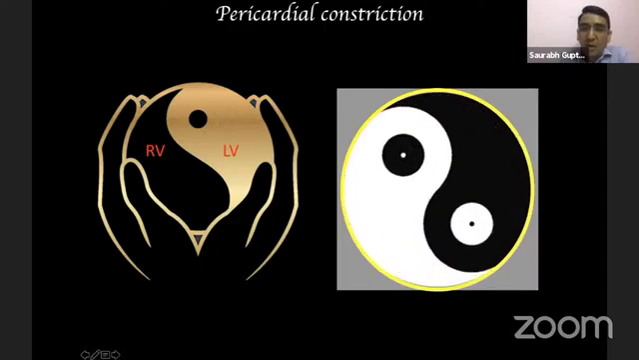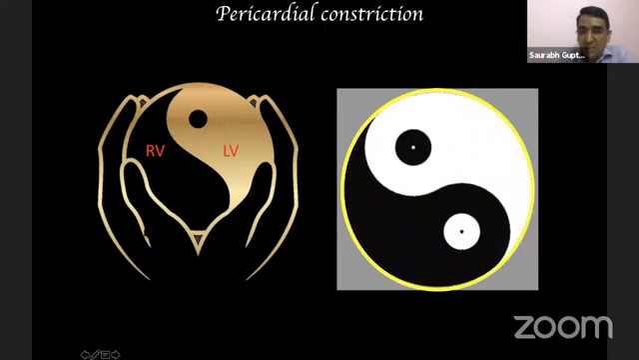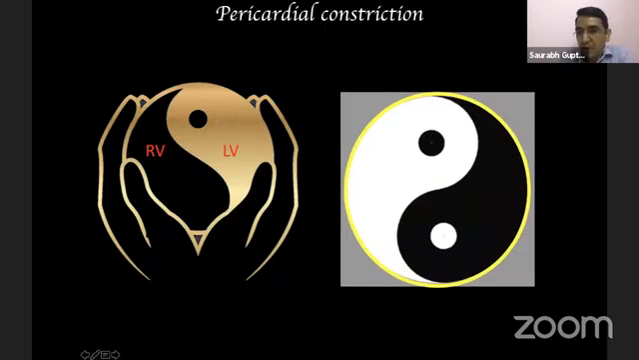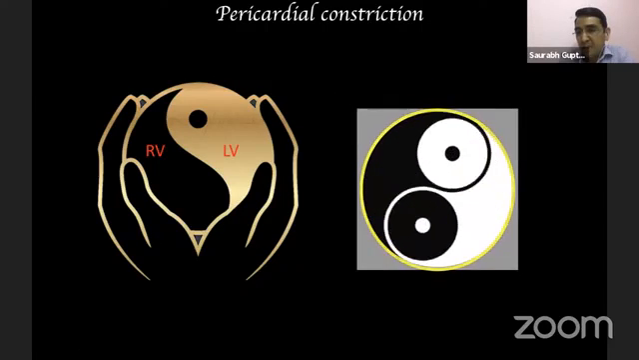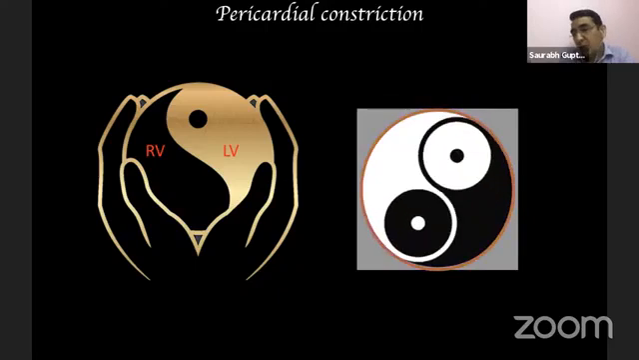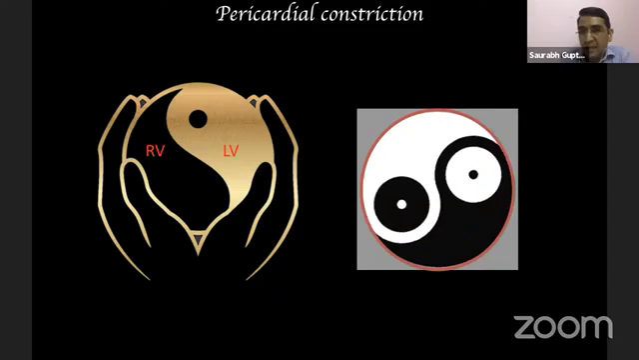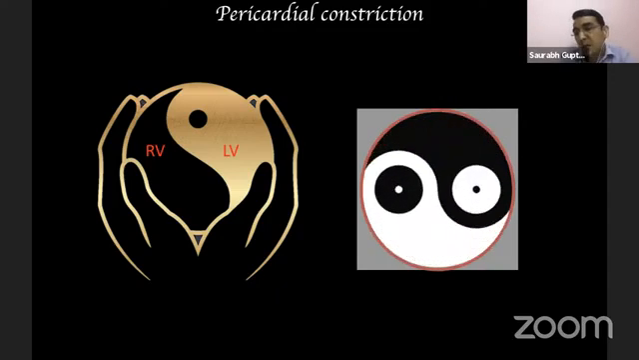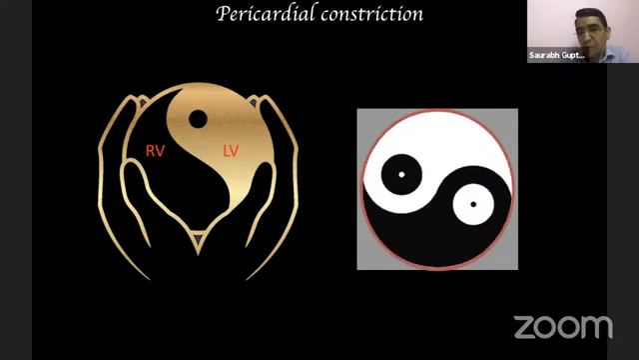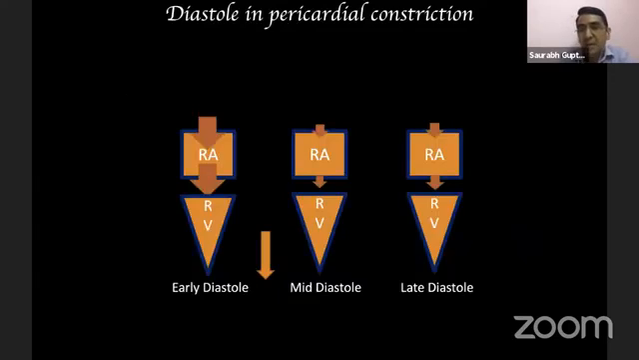Now, let us assume this is the pericardium, which is supposed to be protective. What happens if it becomes thick? It actually reduces the volume available to the ventricles, and that is how this overprotection becomes a kind of harmful thing for the heart and the hemodynamics. Now, how does blood flow in pericardial constriction?